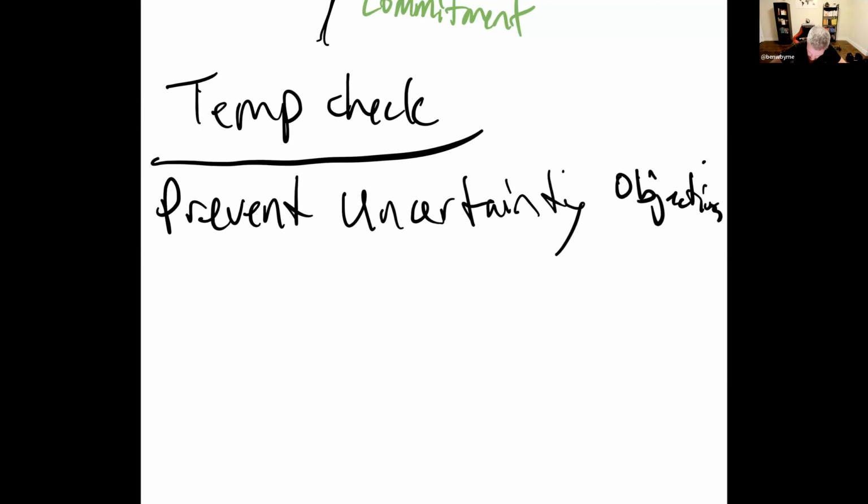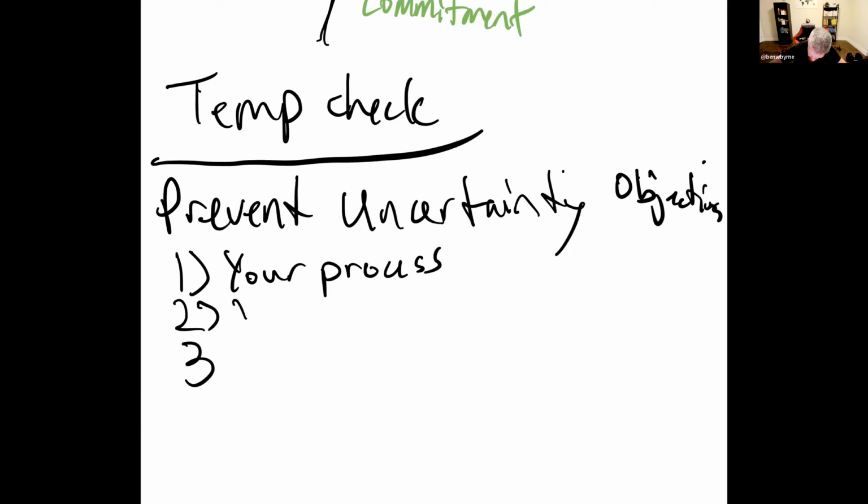And there are three things that they could be uncertain about. Number one is your process: they don't think it'll work for them. Number two is you or your company. Number three is themselves. They might not even believe that they can do it themselves.